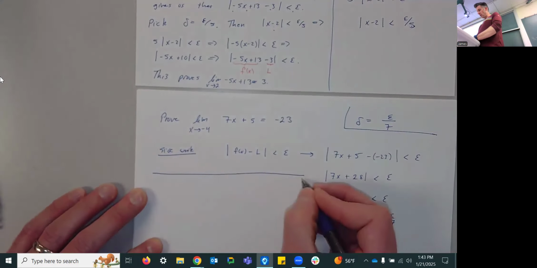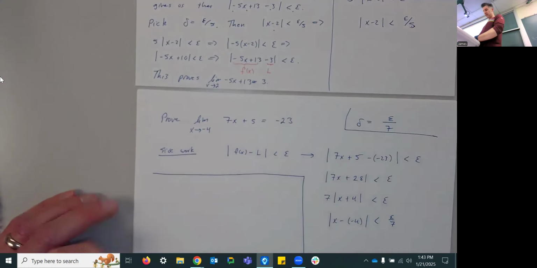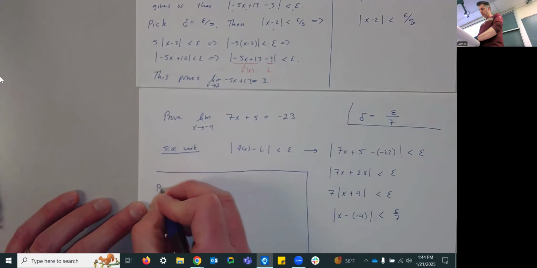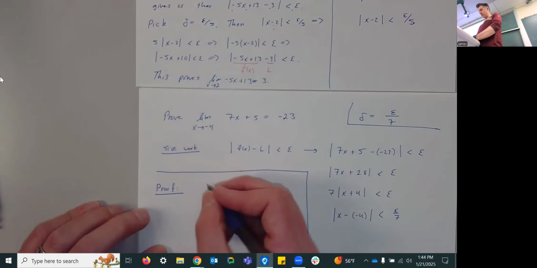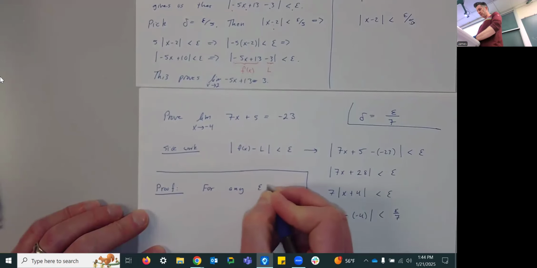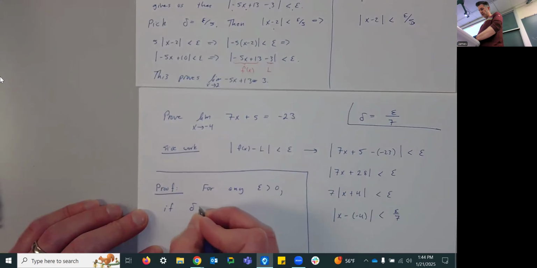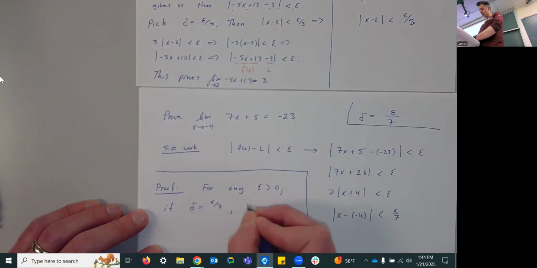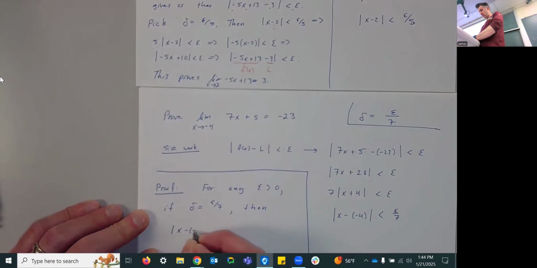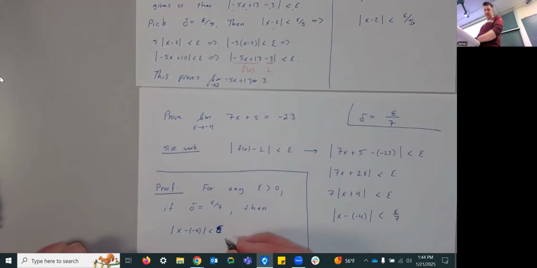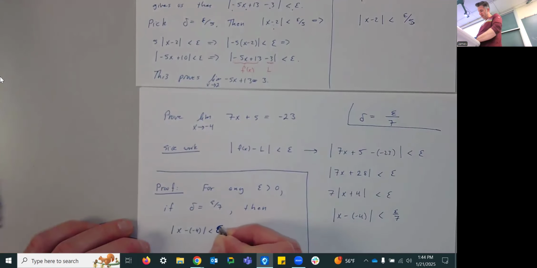Okay. So I'm going to write this proof in the style of Grant because it is much more concise than the ones I've been writing. So here's our proof. It feels like so few words to write. For any epsilon greater than 0, if delta is equal to epsilon over 7, then the absolute value of x minus negative 4 is less than... Sorry, that's terrible, and it's not even right. It's supposed to be less than delta. I got too caught up.